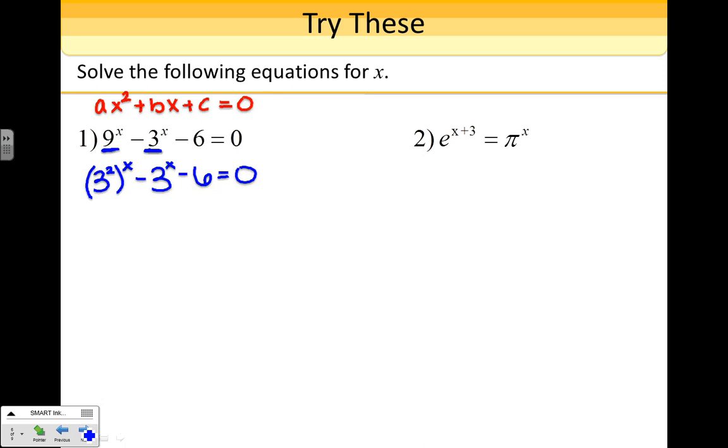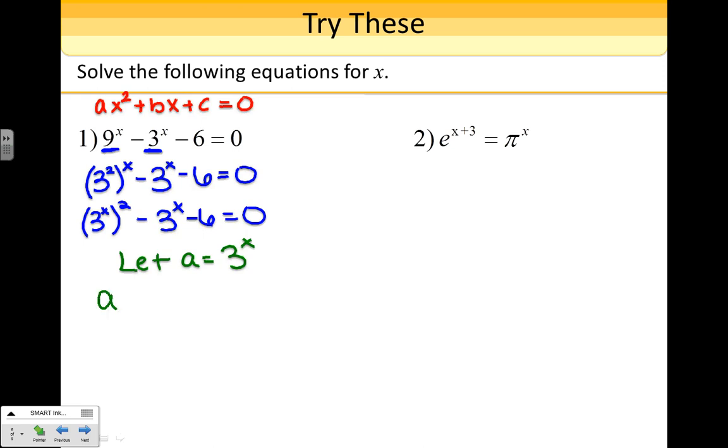All right, remember I can rearrange this: 3 to the x squared minus 3 to the x minus 6. So now that's what these first two terms have in common. The first two terms have a 3 to the x in common. So we're going to let a equal 3 to the x. So we get a squared minus a minus 6 equals 0.